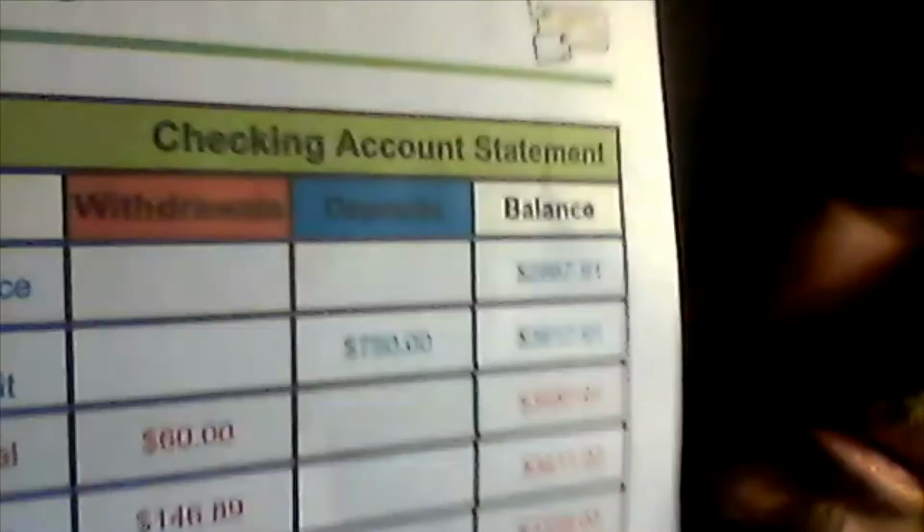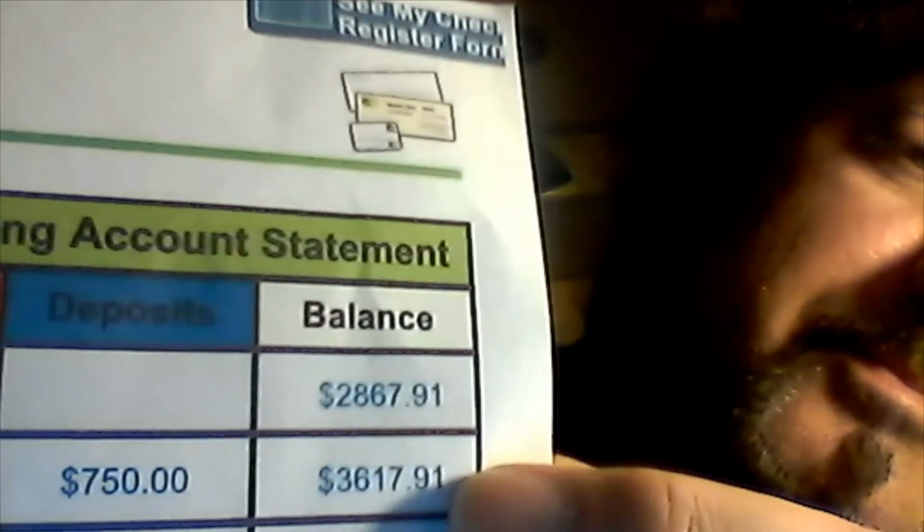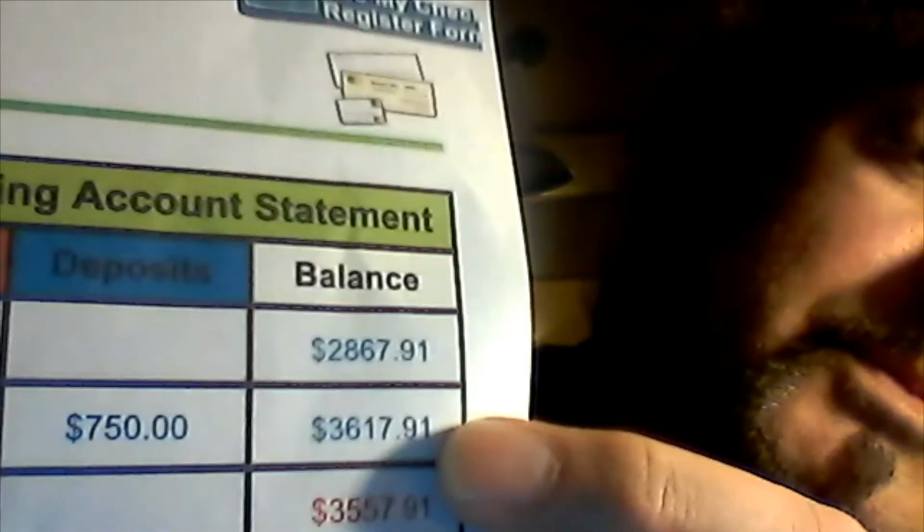And then your balance of $2,867.91 would be increased by $750 because you put that money in there. So then it would increase to $3,617.91. Isn't that nifty? Yep. Okay. That's all for today. And next comes the song.